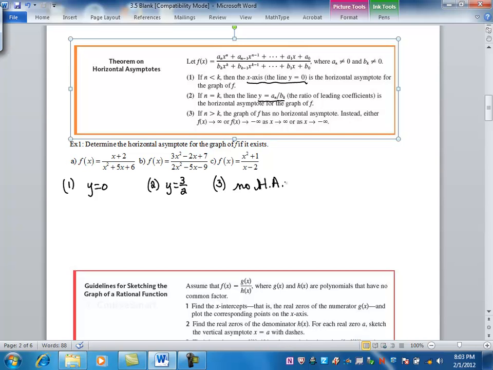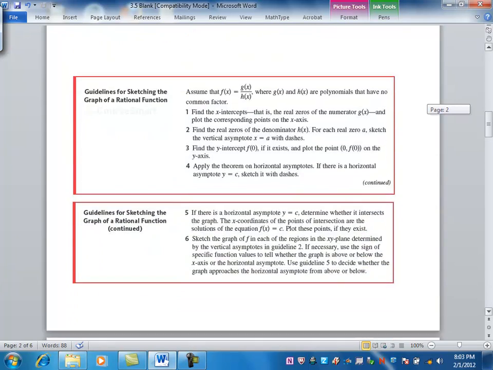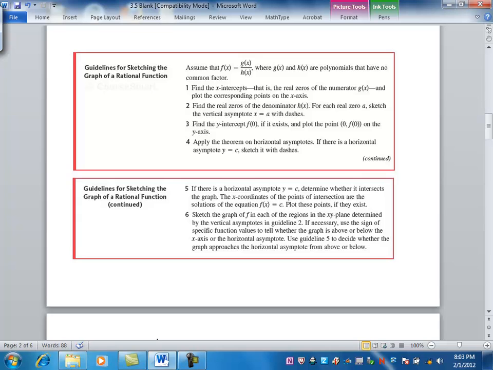I'm going to use HA as an abbreviation for horizontal asymptote a lot, so we can get used to that. So we're going to sketch our rational functions here, and we're going to do this without the aid of a calculator.